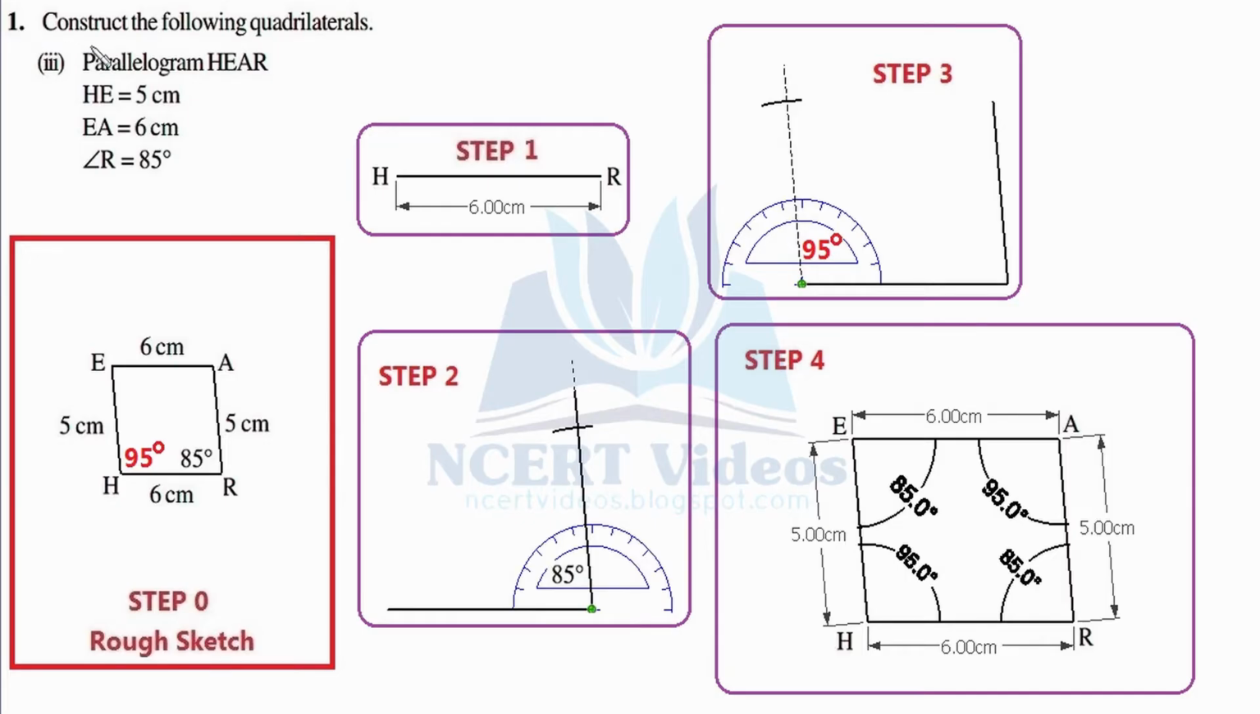Question number first. Construct the following quadrilaterals. Here we are on part 3rd of exercise 4.3, chapter 4th, mathematics class 8th, practical geometry. Here we need to construct a parallelogram whose name should be HEAR.